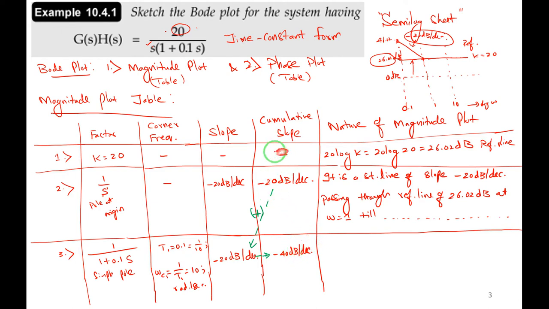Earlier there is no cumulative slope. So if I want, I can write 0 here, plus this. Minus 20, it is minus 40 dB per decade. Okay. Next, I have left this blank here.